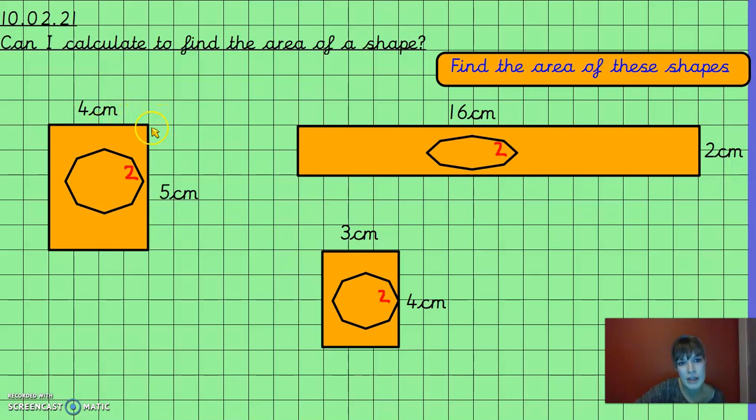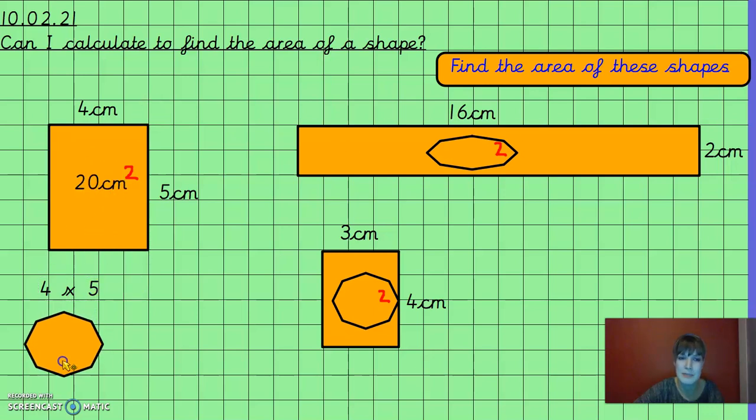And then that's my width. My length would be 1, 2, 3, 4, 5 centimetres. So I'll do 4 times 5. Okay, 4 times 5. And that equals 20 centimetres squared. Good job, everybody. Again, with this long one over here, it was 16 across. Okay, my width was 16 times my length is 2 centimetres. So I did 16 times 2, which equals 32 centimetres squared.